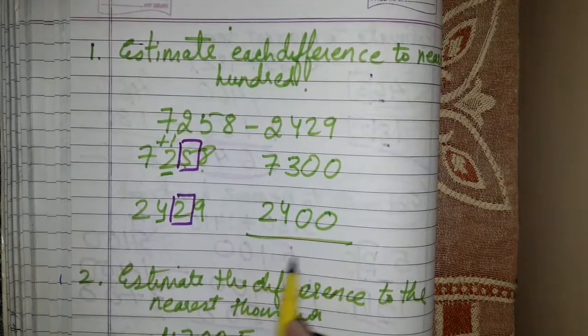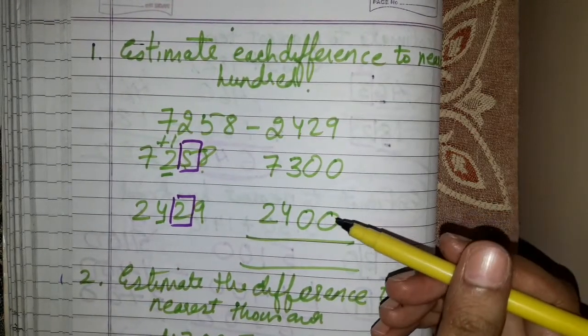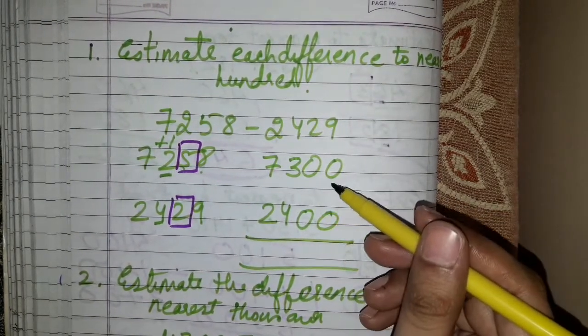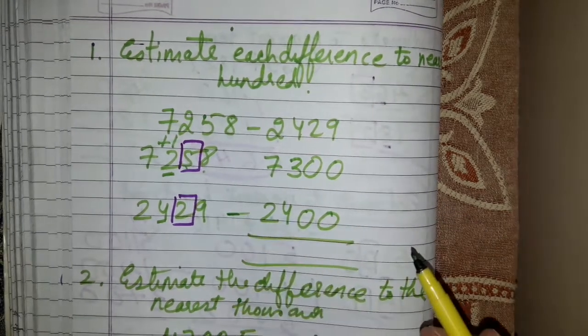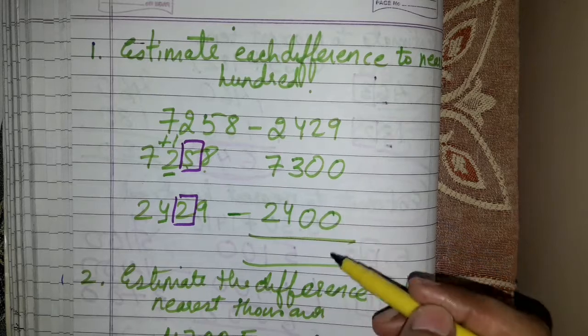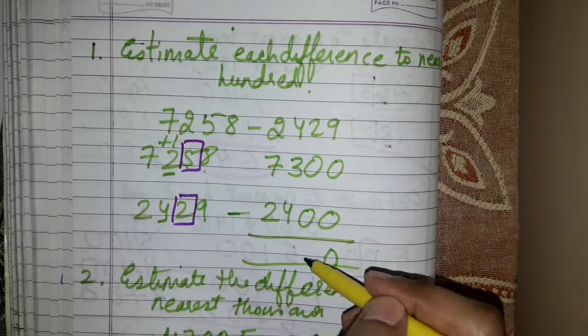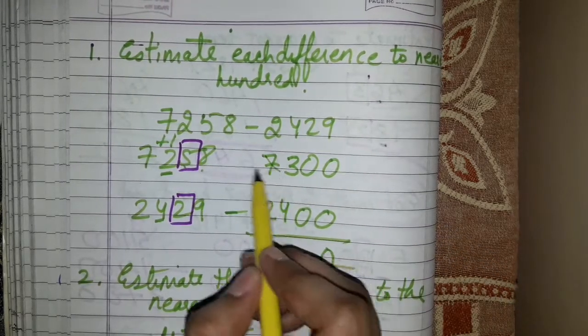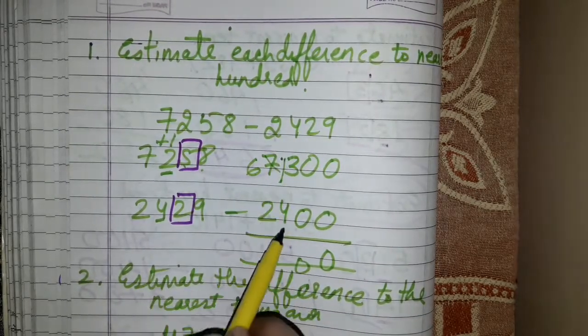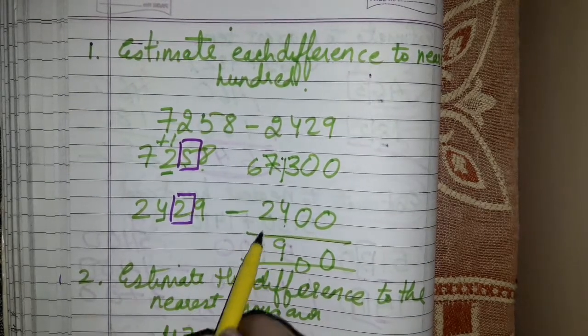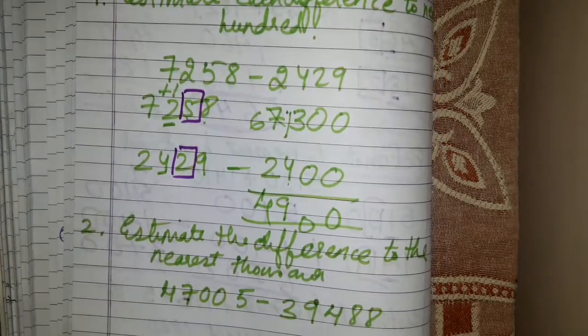So now the required number is what? Now the new numbers are 7300 and 2400, and we have to take out the difference. So 0 minus 0, 0; 0 minus 0, 0. Here we will borrow and it will become 6, it will become 13. 13 minus 4 will give you 9, and 6 minus 4 is 2, so the answer is 4900.